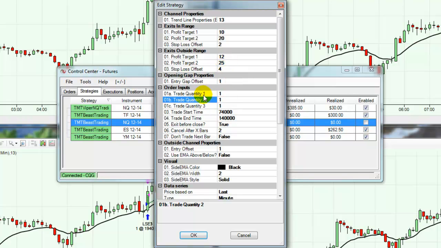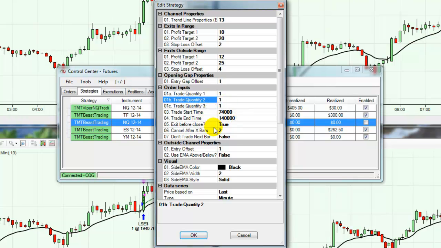Your trade quantity, again, if you put any number in here, that's how many contracts you'll be purchasing, and you'll be taken out of the trade at whatever value you have set in here, depending if it's an inside range or outside range. Trade quantity 2, depending on how many contracts you have set in here, you'll be getting out of the trade either at profit target 2 for an inside range or profit target 2 for an outside range. And trade quantity 3 is your runner.